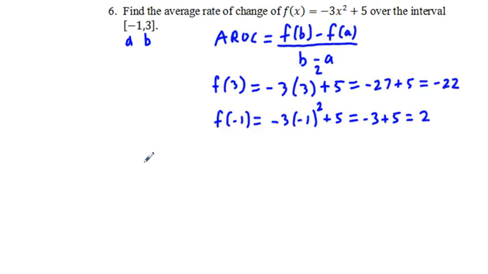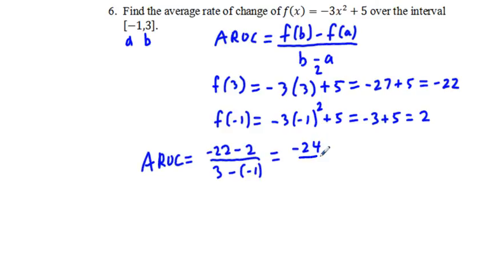So our average rate of change is equal to f of B, which is negative 22, minus f of A, which is 2, over B, which is 3, minus negative 1, which simplifies to negative 24 over 4, which is negative 6. So that's our correct answer. And I look for units. I don't see any units here, so it's just going to be the number negative 6.